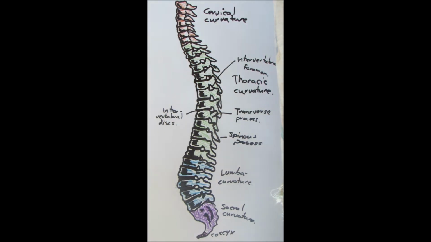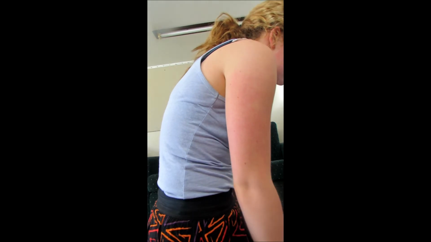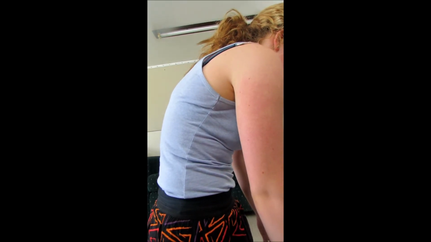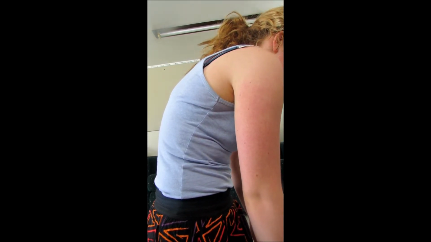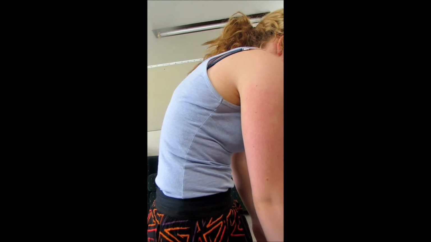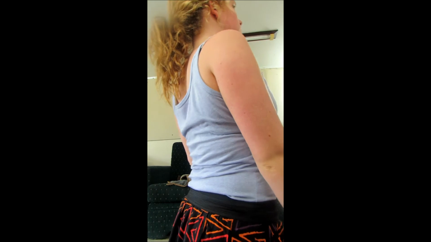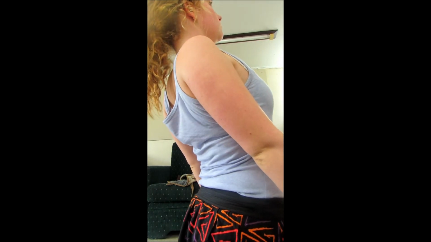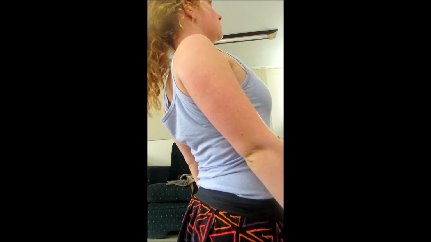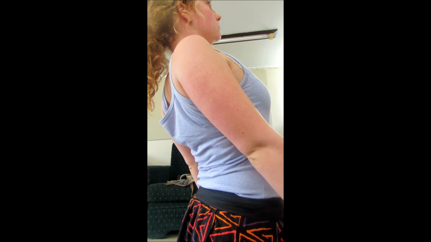So, 2 of the curvatures of the spine. The first one is called kyphosis, and that is a hunchback, or you could call it an exaggerated dorsal thoracic curvature. The other is lordosis, or a sway back, and it's an accentuated lumbar curvature.